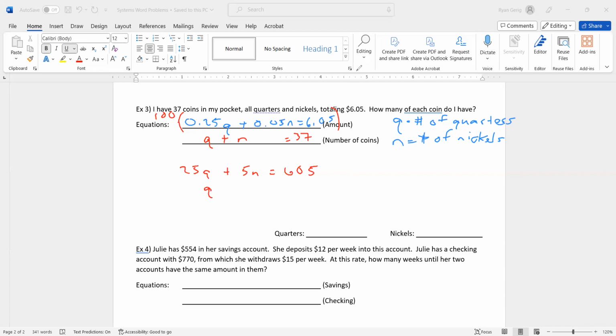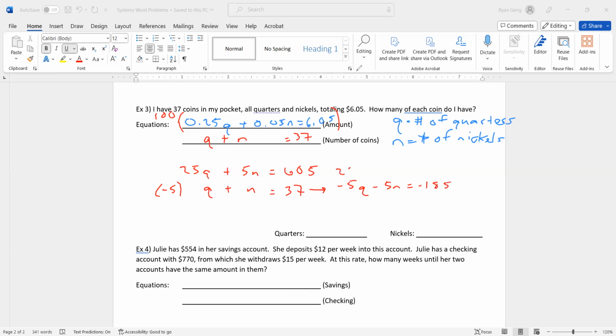I'm going to rewrite this down here. Q plus N equals 37. I'm going to go ahead and do elimination. So I'm going to multiply the bottom equation by -5, which is going to give me -5Q, -5N, and 37 times -5 is -185.